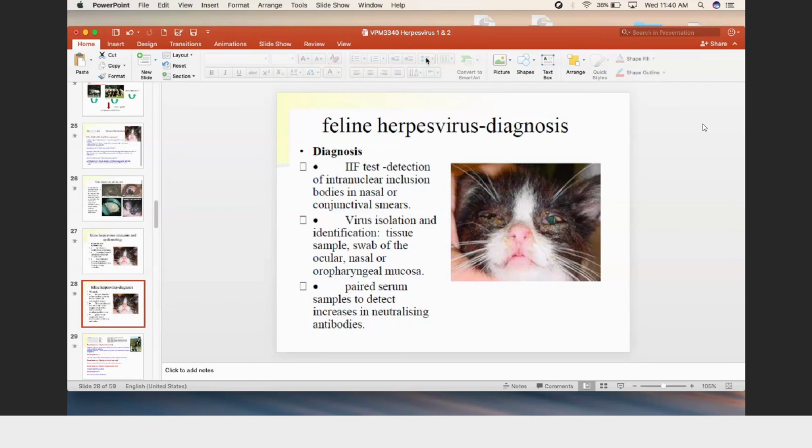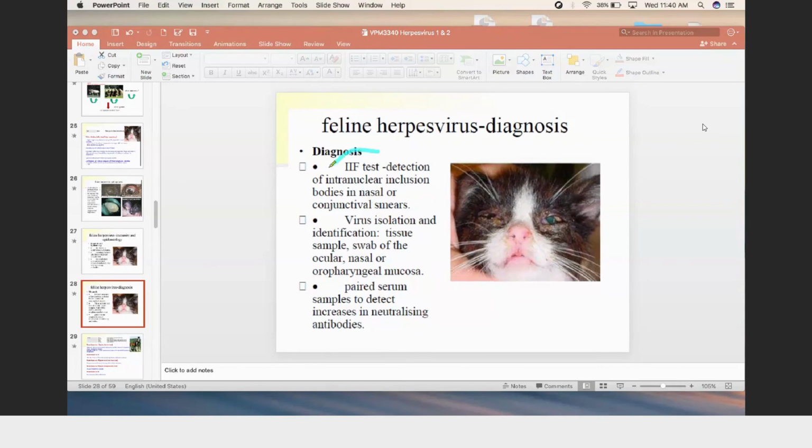You see here, in the earlier lecture, when I mentioned diagnostic virology, what kind of test do you need to use? Immunofluorescence test. Okay? Virus isolation and identification using the swab, and paired serum samples to detect the neutralizing antibody. So this is actually the usefulness of the basic knowledge about how to do diagnosis. And you apply this kind of knowledge later on, in the clinical cases.